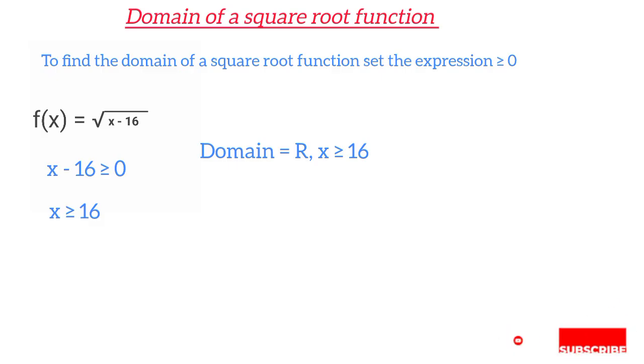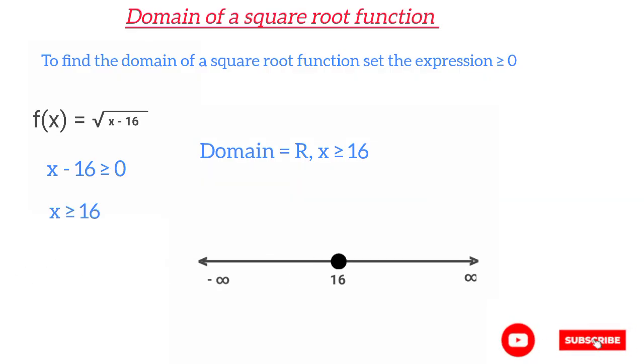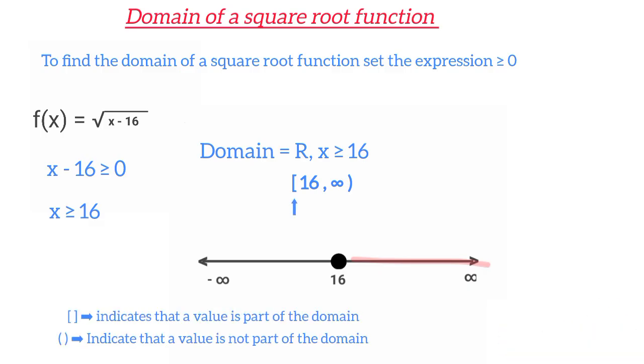To write the domain in interval notation, draw a number line. At 16, place a closed circle indicating that 16 is part of the domain. Shade to the right, indicating that numbers greater than 16 are also part of the domain. So, in interval notation, the domain of this function can be written as this. Note, this bracket here indicates that 16 is also part of the domain.